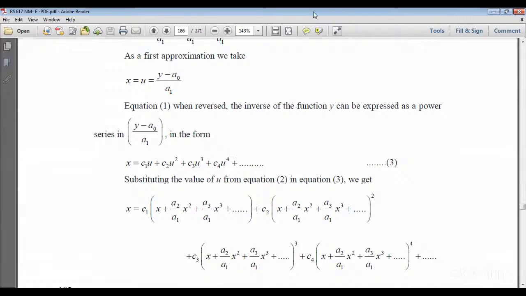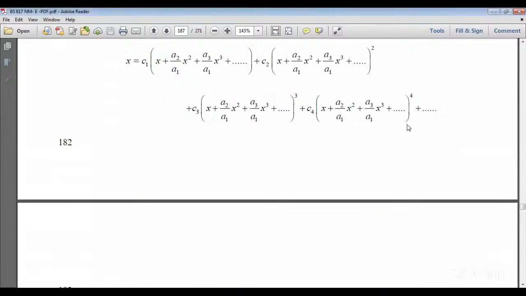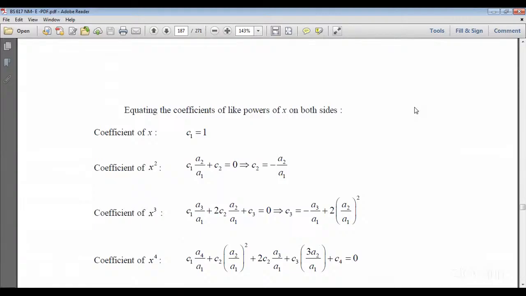Here we have to see a2 by a1, a3 by a1 terms; here also a2, a3 we have taken in x. Here there is no whole square, and here there is a whole square. Here also a2 by a1 x square, and (a3 by a1) is whole power cube. This is whole power, but the value should be the same, powers will be different here. We equate the coefficients of like powers of x on both sides.